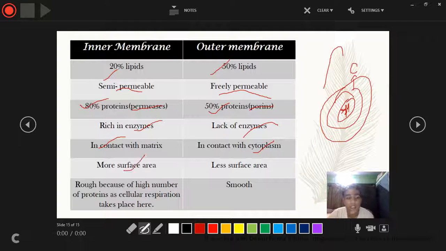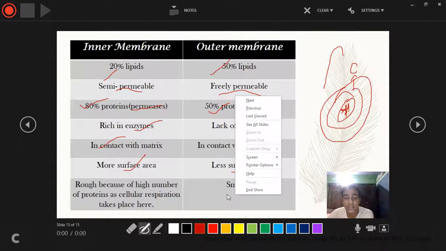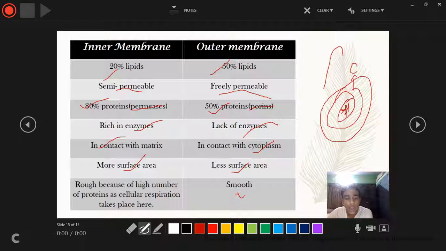Here there is more surface area due to the cristae, and here less surface area. The outer membrane is somewhat smooth, and the inner membrane is rough because of a high number of proteins. I said in the RER also, because of the presence of ribosomes which produce proteins, it is rough. Why are so many proteins there? Because cellular respiration takes place here. Because of this cellular respiration, energy is produced in the form of ATP.